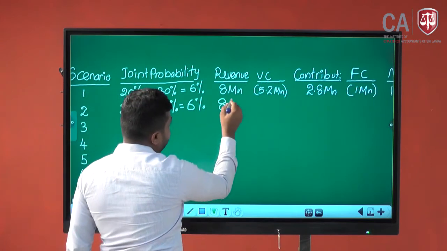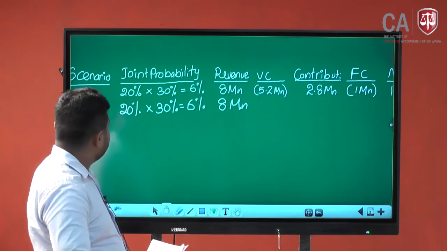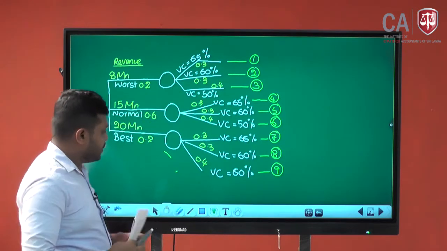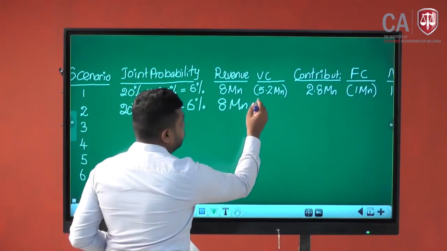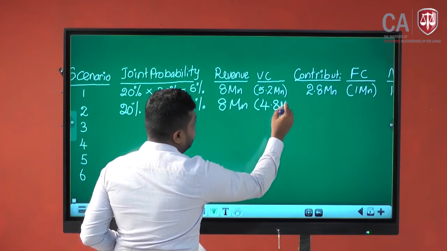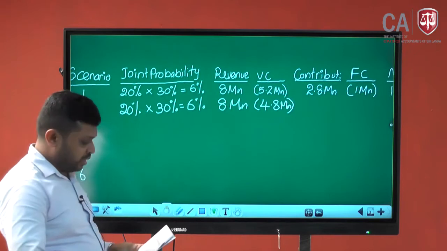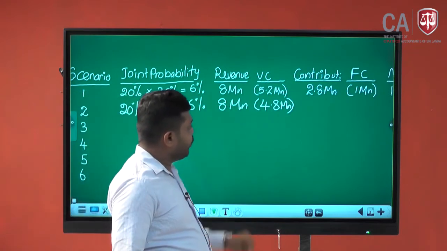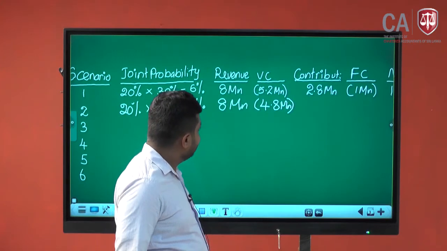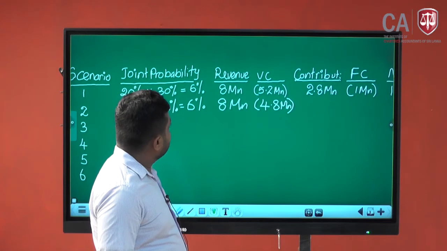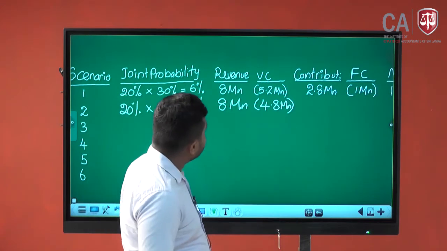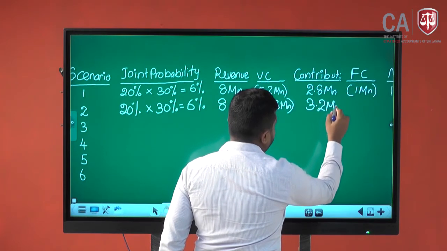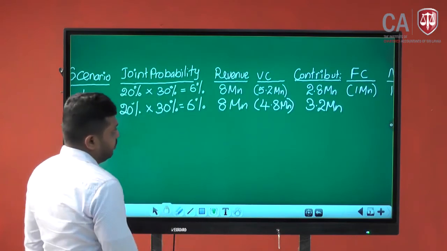The revenue will be 8 million, we are in the worst case scenario. The variable cost will be 60% on the revenue. 8 million into 60% is 4.8 million. Contribution would be how much? 8 million minus 4.8 is 3.2 million.